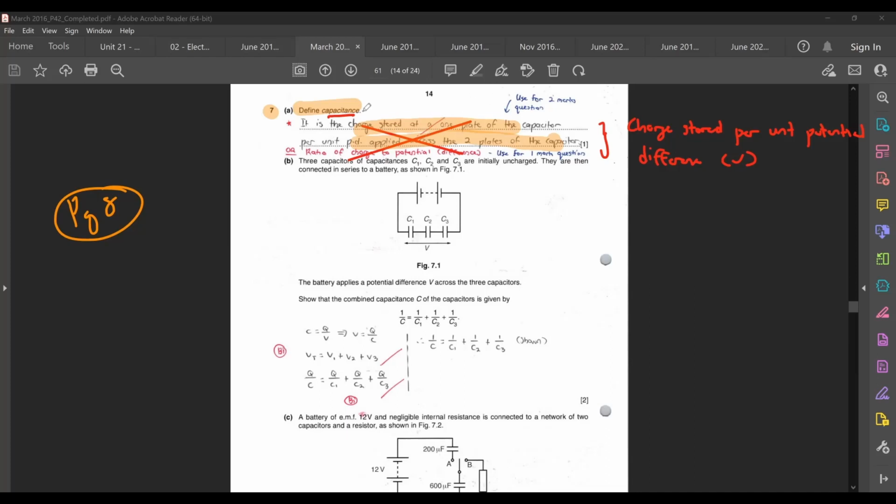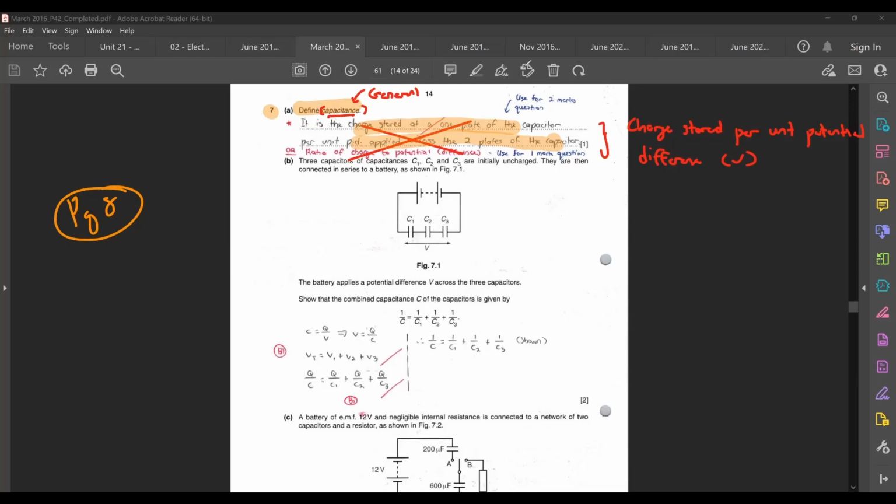Okay, so this one, when they ask you for the definition of capacitance, they're asking you for a general definition only, not for a specific definition for parallel plate capacitors. So the answer I wrote here is actually not really suitable. Okay, so don't use this one.